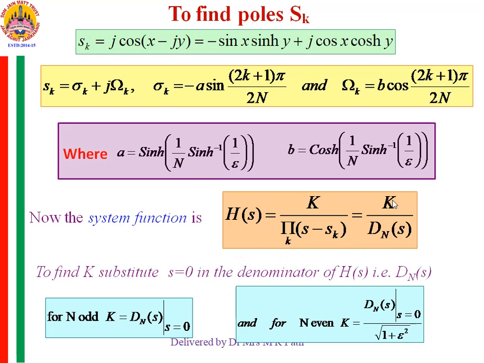So this K is found from the denominator polynomial Dn(s) by substituting s equal to 0 in the denominator polynomial. So for odd n, you will get this as it is. But if n is even, then K will be equal to Dn(s) at s equal to 0 divided by square root of 1 plus epsilon square.